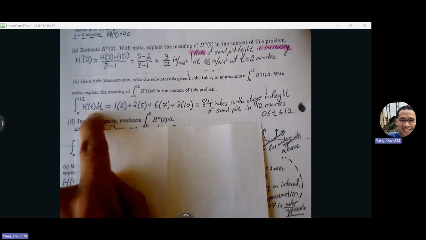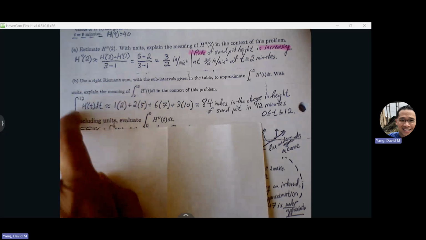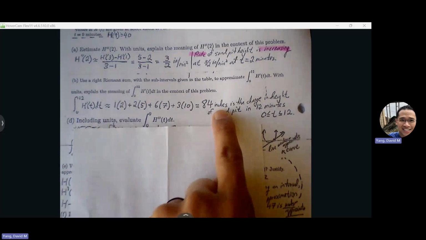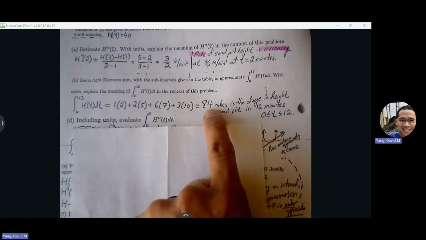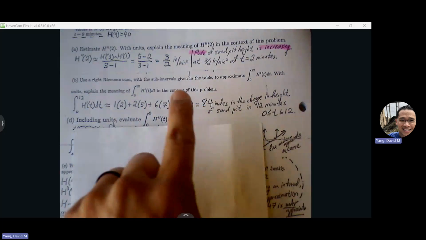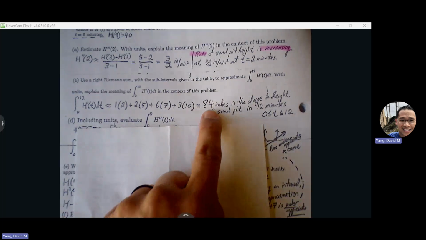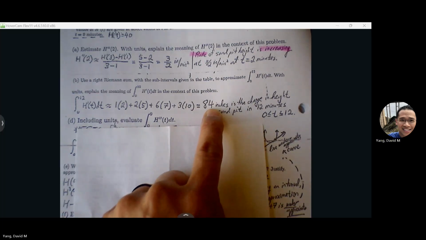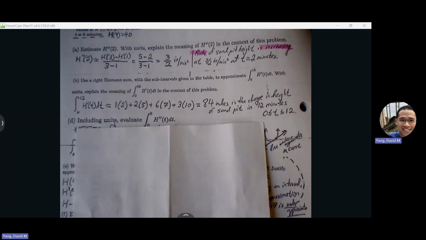Now we know that h prime is at the level of inches per minute. So we know the integral is going to take it up to inches. So that 84 inches that we're going to get is indicating the change in height in those 12 minutes, right? You keep adding inches per minute. So it's going to be at some height at 0 minutes, but after 12 minutes, that sand pit is going to grow 84 inches, or add 84 inches in height, in that 12-minute period.